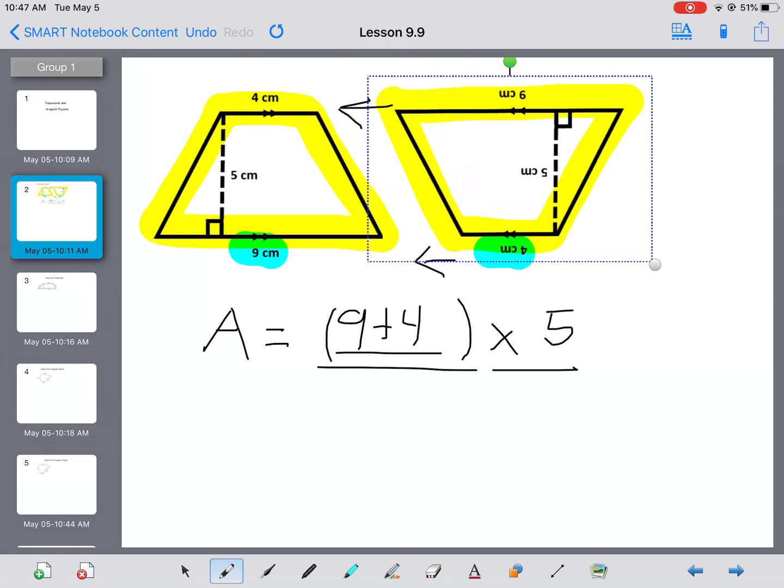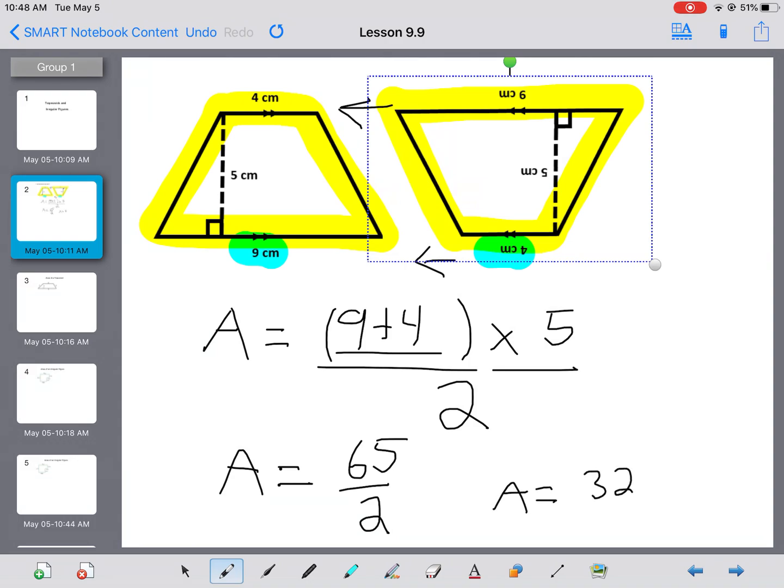But remember that my parallelogram was made by two trapezoids. So if I want the area of just the trapezoid, I just take the area of my parallelogram and split it in half. So I get 13 times 5. 13 times 5 is 65 divided by 2. Again, I want to squeeze on the bottom, but I'll move it over here. And then I get 65 divided by 2 is 32.5 centimeters squared.